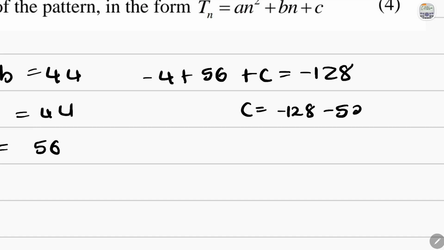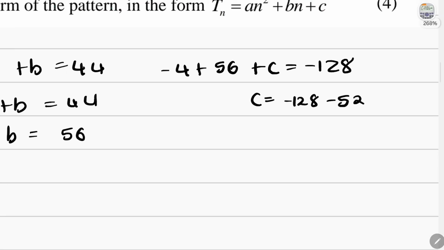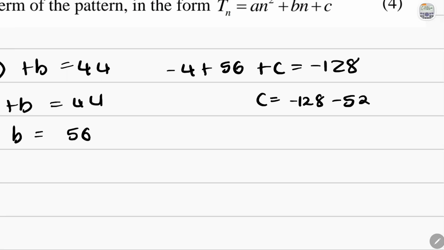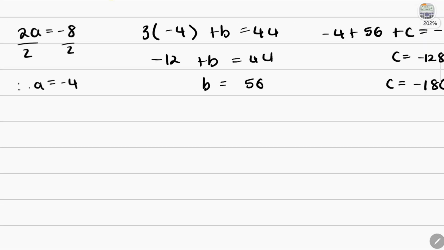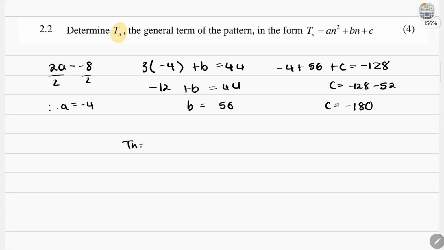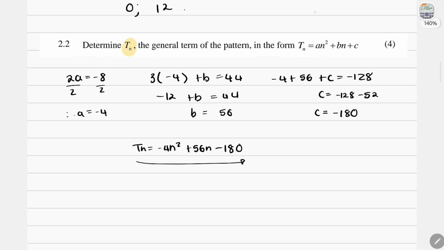So minus 52. And so that is, 120 plus 50, 170, and then plus 10 is 180. So c equals -180. And so here we are. Finally, Tn equals -4n squared, and then plus 56n and minus 180. And that is our answer. Moving on to the next question.